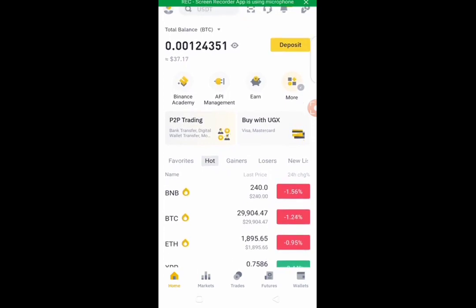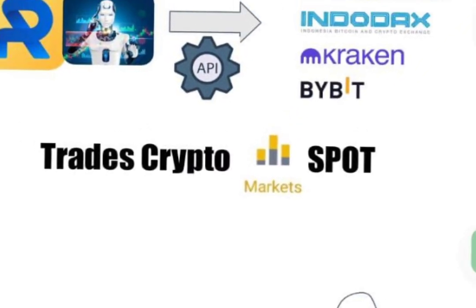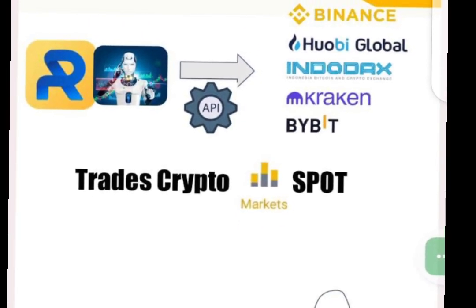So after registering for a Royalty account, you need this exchange. And how does the exchange cooperate with your Royalty robot? You need to bind the two through API binding. That is to say, application programming interface, which enables two applications to work together. Among the exchanges Royalty can work with, we have Binance, Huobi, Kraken, Indodax, among others.